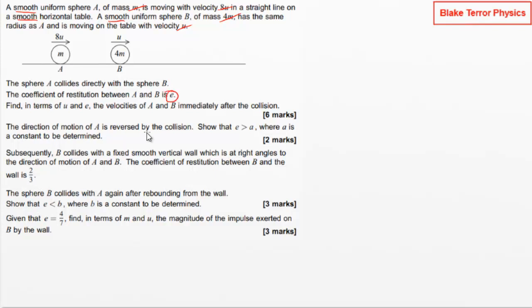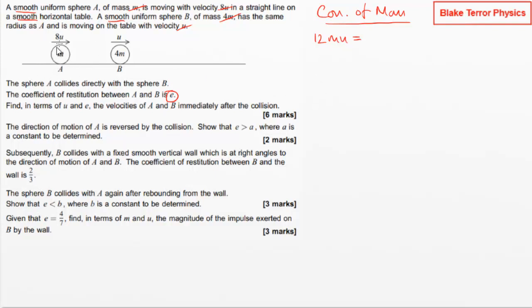Coefficient of restitution is E. So we have to find, in terms of U and E, the velocities of A and B immediately after the collision. So we've got our two usual collision things. We'll start with our conservation of momentum. What's our momentum beforehand? We've got an 8MU and we've got a 4MU. So we've got 12MU. That's our momentum before the collision, which has got to be the same as the momentum after the collision.